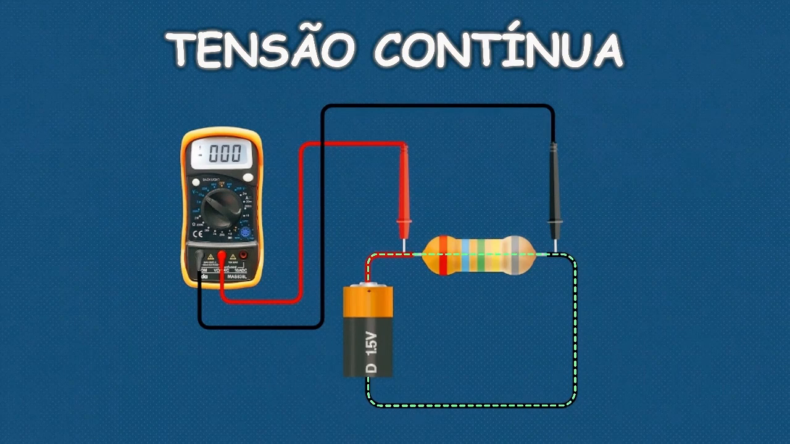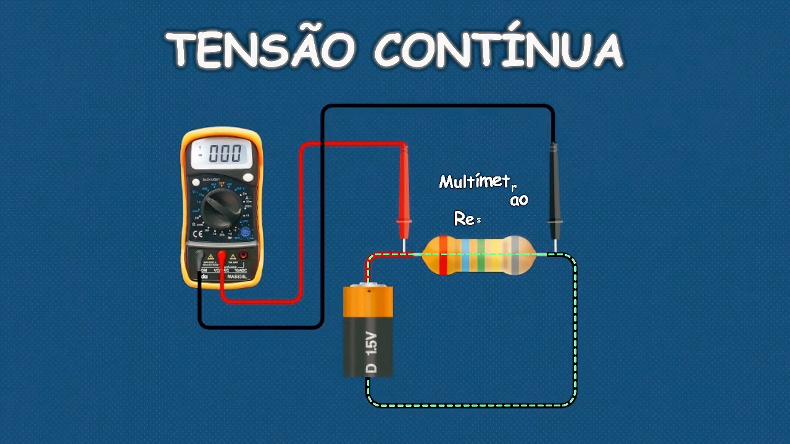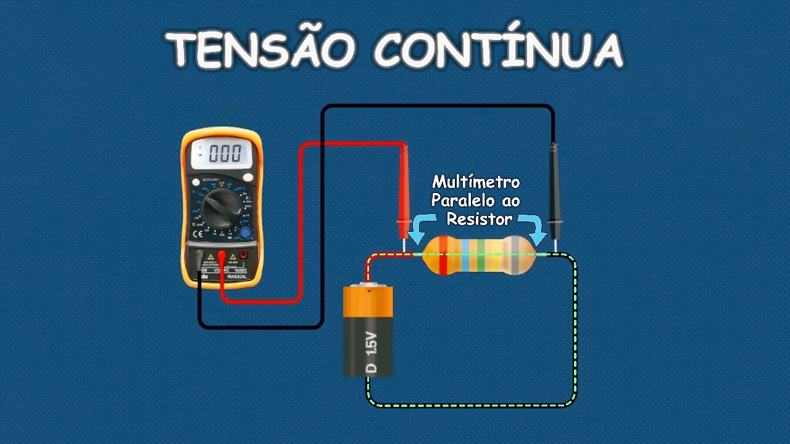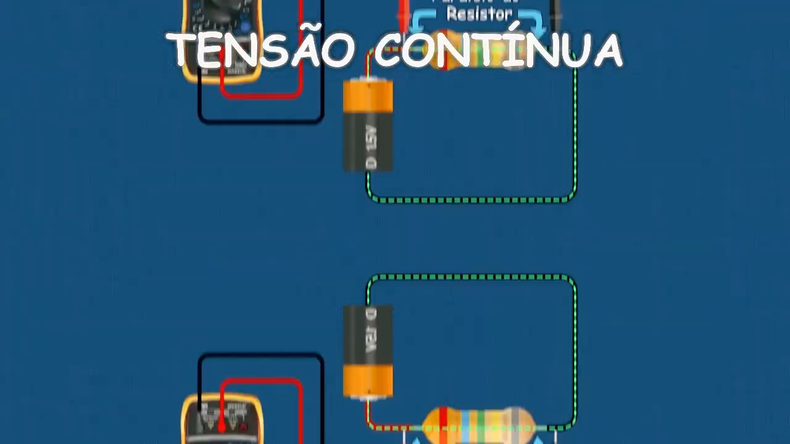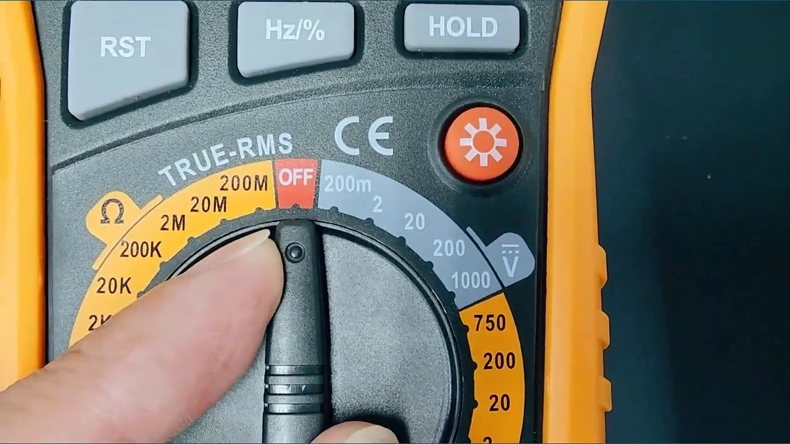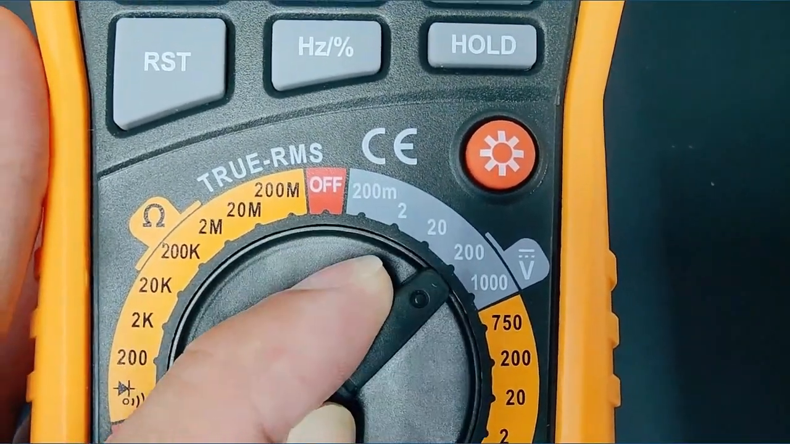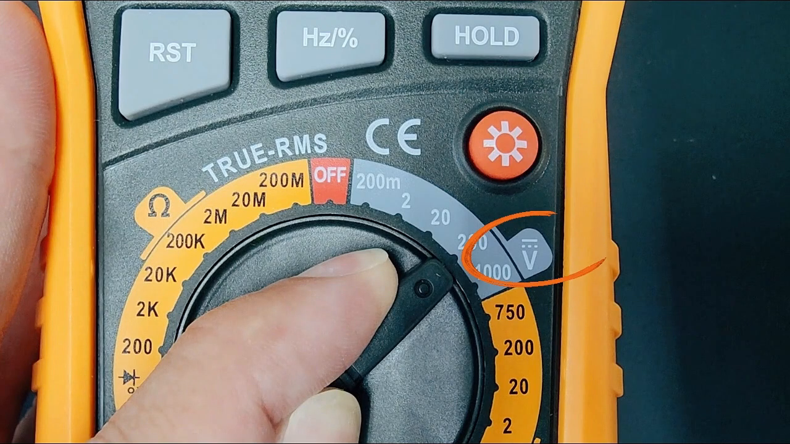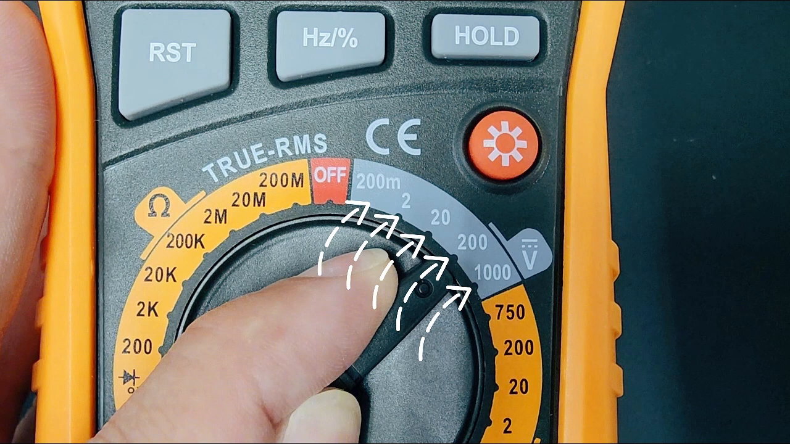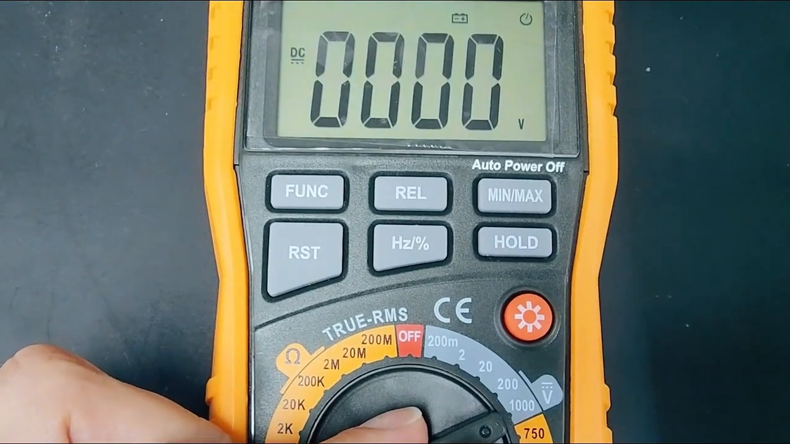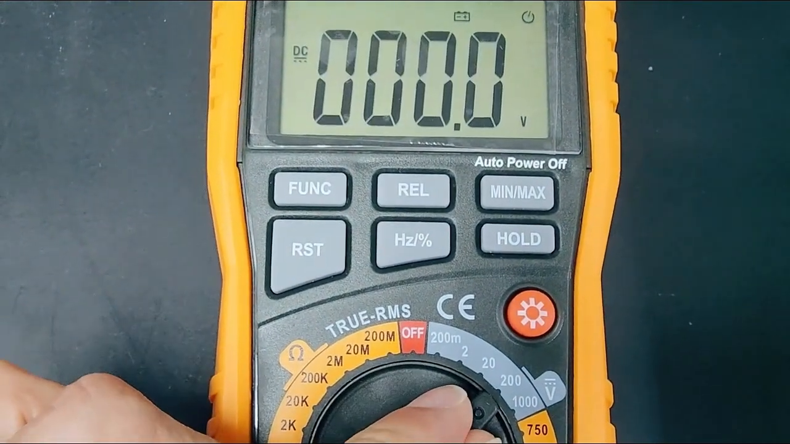First, remember that the voltage is measured in parallel to the circuit or component to be checked. So we have to position the test leads between the ends of the circuit. Take a multimeter and select the DC voltage scale symbolized by the letter V with the straight lines. Choose a scale that is greater than or equal to the voltage expected in the circuit. If you don't know the exact voltage, start with the largest scale and adjust to smaller scales until you get a reading on the multimeter screen.